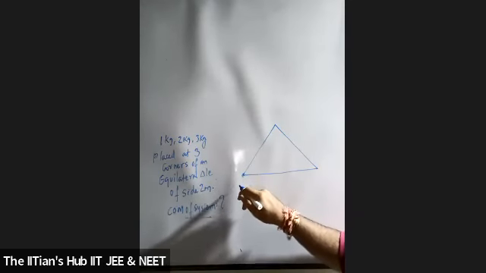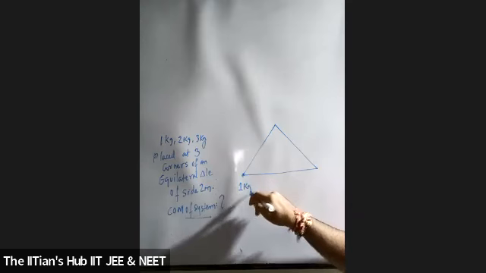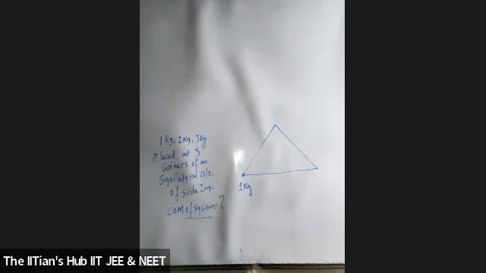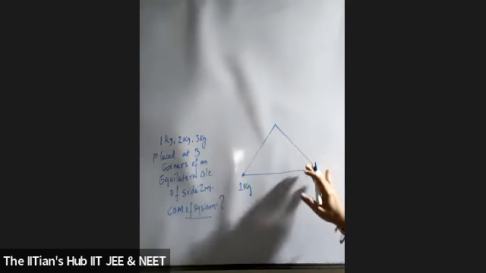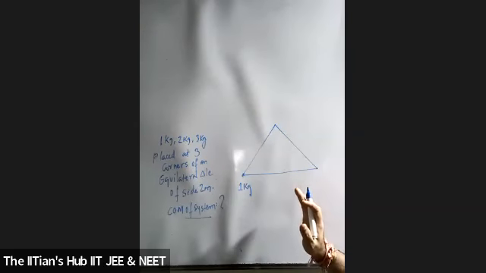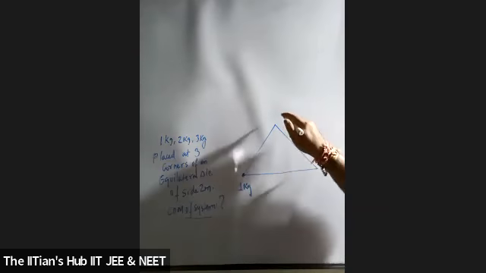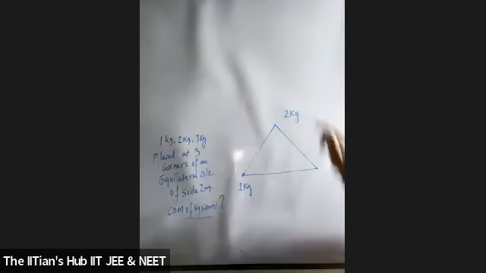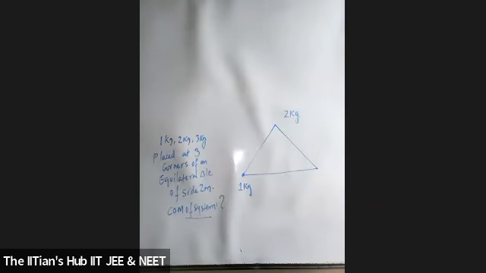So let me take this as 1 kilogram. I'll take the second one. If I go anti-clockwise, or if I want to go clockwise, it doesn't matter. My answer will change accordingly. Suppose I took 2 kilograms here, then my answer will change. If I take it here, the answer will change.